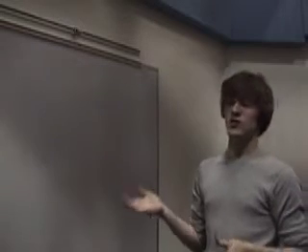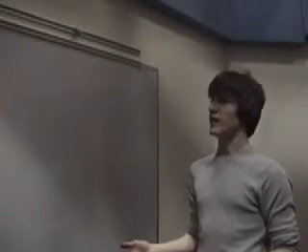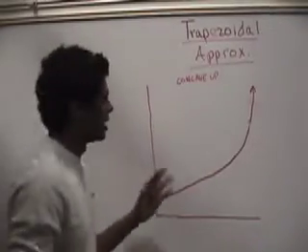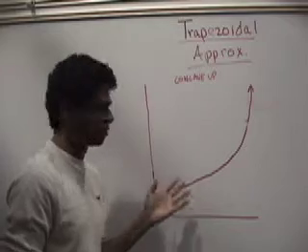Something you'll find with the trapezoidal approximation that you won't find with either the left hand or the right hand is the fact that it really doesn't matter whether or not the function is increasing or decreasing over the interval. Rather, it becomes a question of concavity to determine whether or not the approximation is greater than or less than the actual area. Now let's examine a concave up curve.